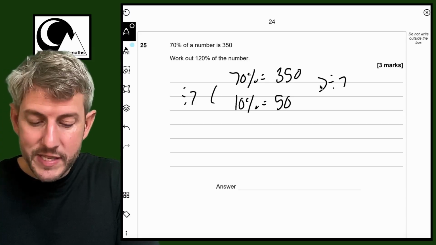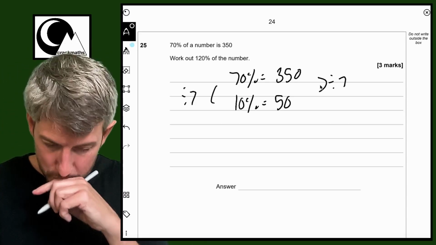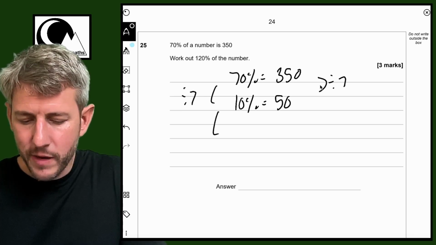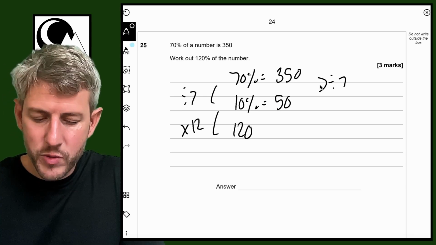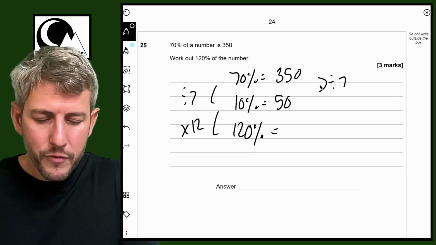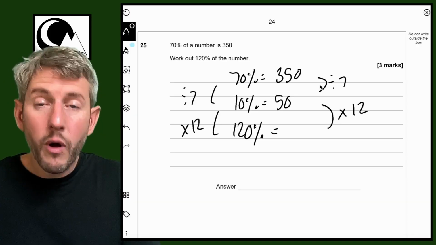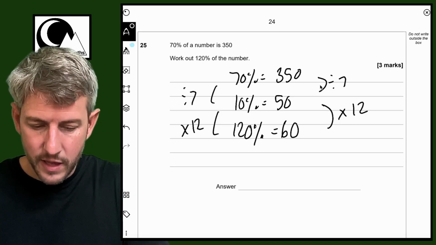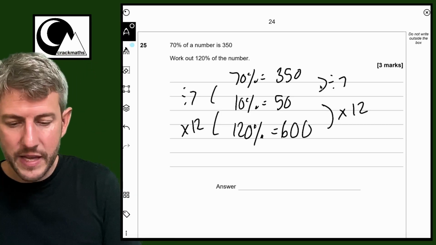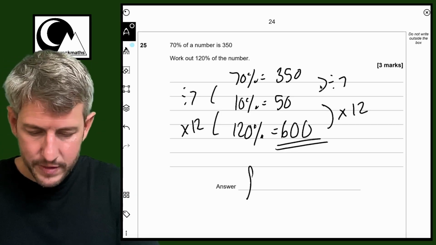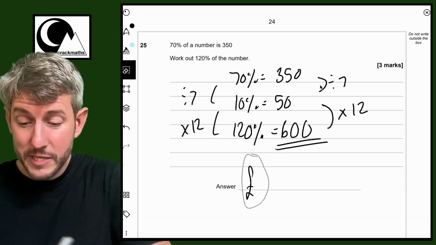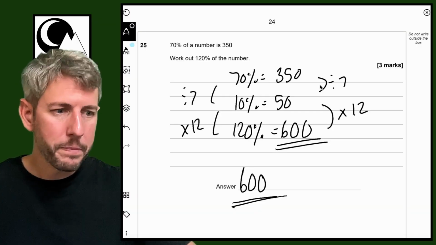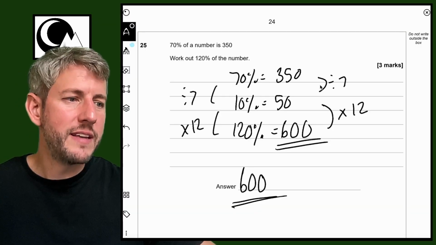So now I want to get up to 120%. So I can do this in stages, or I could just go times 12. I think I'm going to do it in stages. No, I'm just going to go times 12. So times 12 gets us to 120%. Okay, and then we've got to do 50 times 12. Well, I know that 5 times 12 is 60. So this is going to be 600. Okay, so 120% of the number is 600 here. Oh, and it doesn't say that it's pounds. I was just thinking it was pounds. Okay, there we go. So the answer to that one is 600.